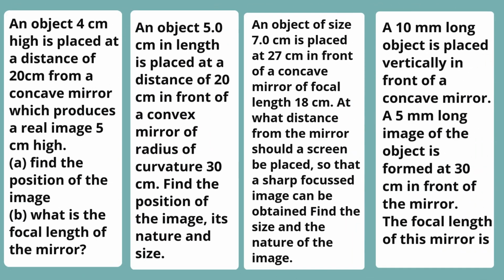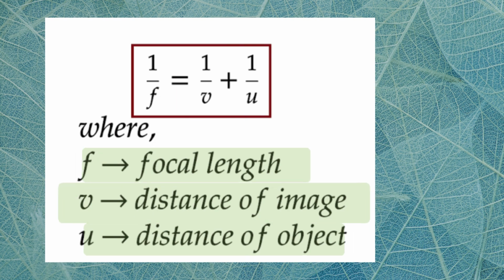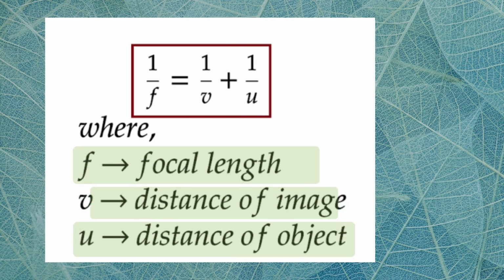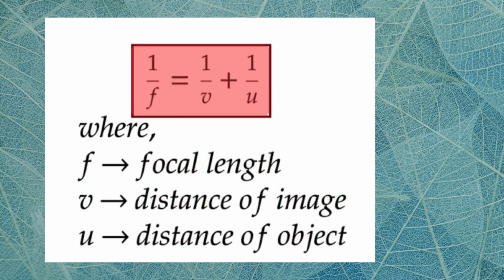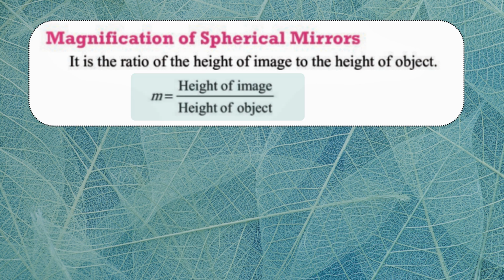In this video we are going to do these 4 questions which are based on the mirror formula. The mirror formula gives a relation between the focal length f, the object distance u and the image distance v. So it's 1 over f equals 1 over v plus 1 over u. Magnification of a spherical mirror is the ratio of the size of the image to the size of the object.